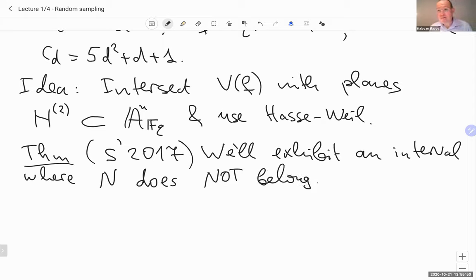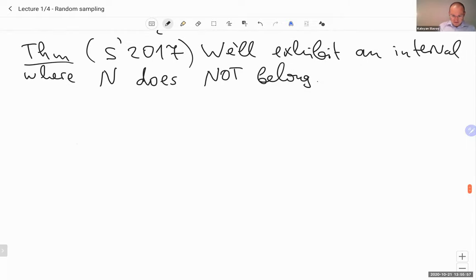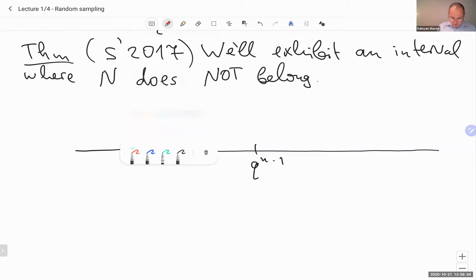We will exhibit a forbidden zone. So it will be like this. Remember, capital N is supposed to be near Q to the N minus 1. And we'll give an interval like this, so that capital N for sure is not here. I'll be discussing the interval on the left of Q to the N minus 1, just for expository purposes, to make things notationally simpler. There is a similar interval also on the right.